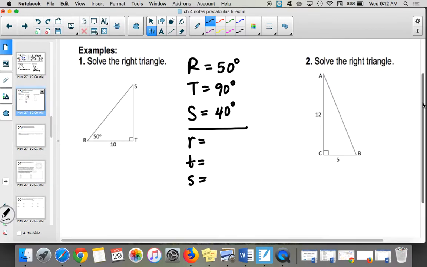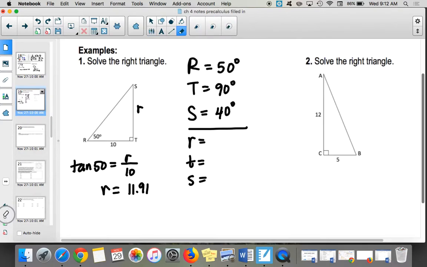All right, so then we have little r. Do you remember little r is the one that's across from big R? If I'm finding that, then I would need to use SOHCAHTOA, and I can use SOHCAHTOA because I have a 90-degree angle. So I'm going to do opposite over adjacent. Tangent of 50 equals r over 10. So I take my tangent of 50, and then I multiply by 10. We'll round to 3 decimals if it doesn't say. So we're going to do 11.918.